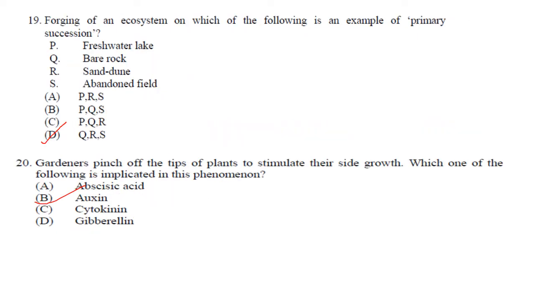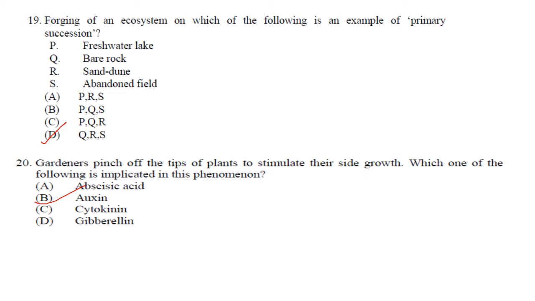Next one. Which of the following is an example of primary succession in the forming of an ecosystem? Freshwater lake, bare rock, sand dune, abandoned field. Answer is bare rock, sand dune and abandoned field. In these places you can see primary succession.